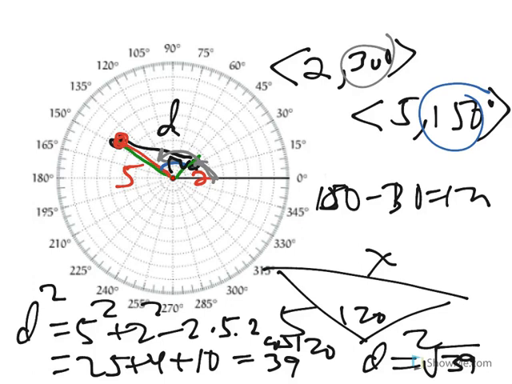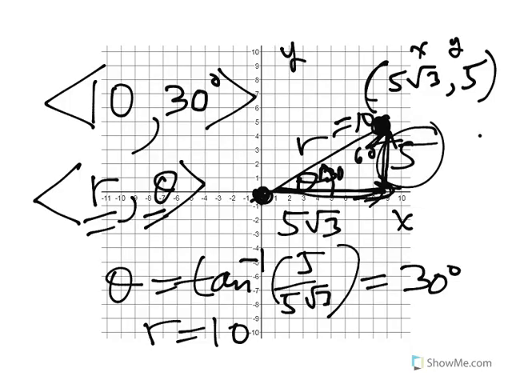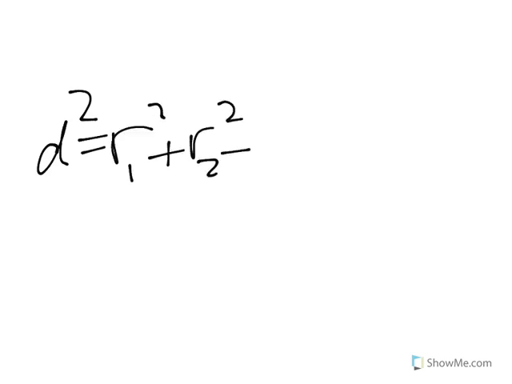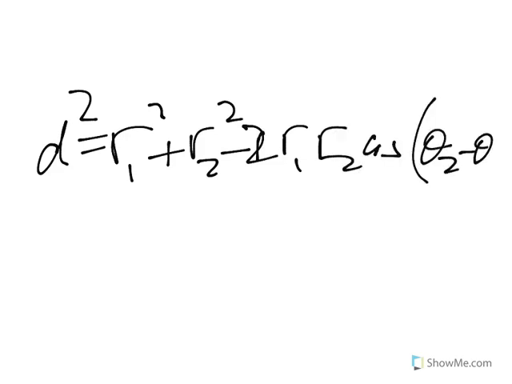So that's how you could, if you're someone who really likes formulas, we could write it as a formula. D squared equals R1 squared plus R2 squared minus 2 R1 R2 cosine of theta 2 minus theta 1. The order doesn't really matter because cosine of a negative is the same thing as cosine of just the regular. And that does it for this lesson.